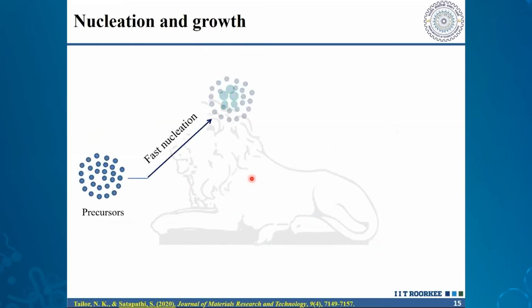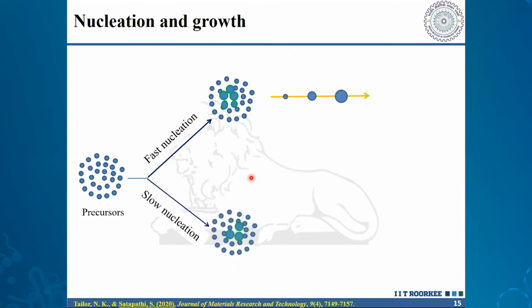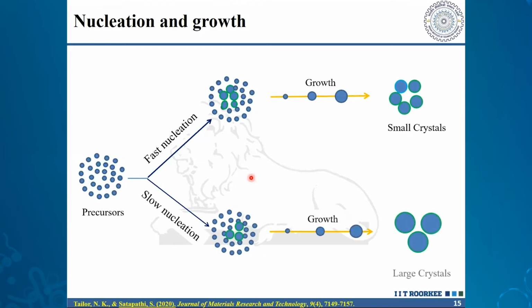Here in this slide, I am showing a small animation about nucleation and crystal growth, so that it can give us a flavor of the idea, like if we want a small crystal or a large crystal, how we can control the nucleation and growth. If we start with our precursor material, and the nucleation is very fast but the growth is still slow, we can get a small crystal. But if the nucleation is slow, then we can get a large crystal.